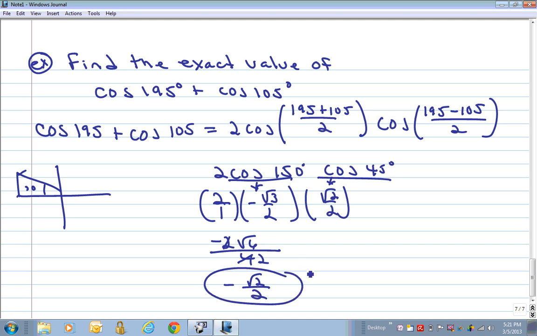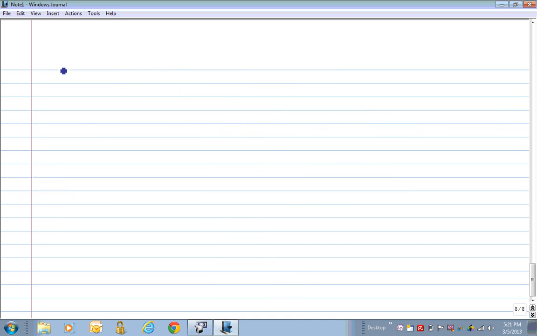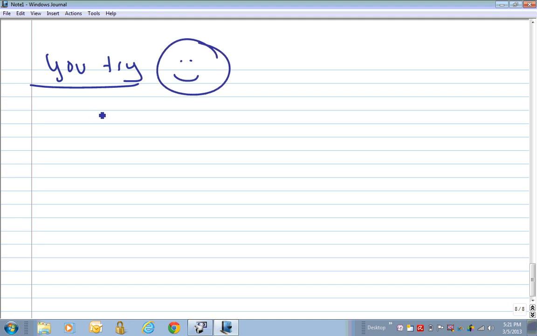All right, I want you to try the following example. You can pause for a second and look at this, and then move on to the last page and try the following example. I want you to find the exact value of sine 195 degrees plus sine 105 degrees, using that process, using the sum to product formulas.